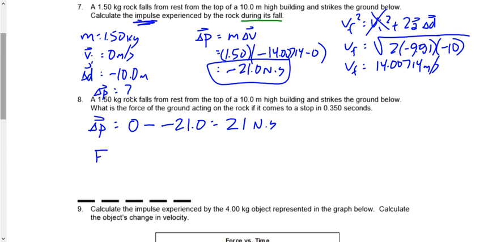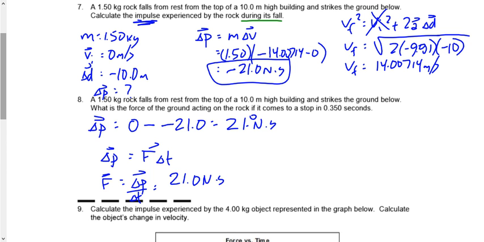Now I'm just going to say delta P is equal to F times T. Rearrange that to solve for F. I get delta P over T. Delta P is a positive 21.0. And delta T is 0.350 seconds, which gives me a force of positive 60.0 newtons.